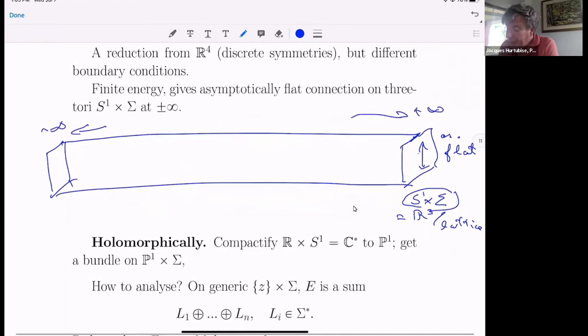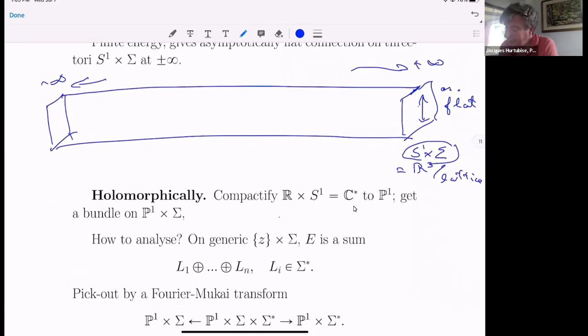Holomorphically, what do you do? You compactify C star, which is a radius across a circle, to the Riemann sphere. So you add, in other words, a copy of sigma at both ends, and you'll get a bundle on P1 cross sigma. And the question is, how do you analyze this? Essentially, because you're asymptotically flat at both ends, what you're going to find is that on a generic thing in the middle, your holomorphic bundle is going to be a sum of line bundles. So in other words, the Li are degree 0.